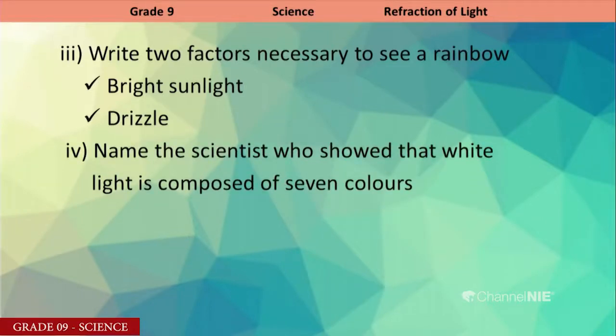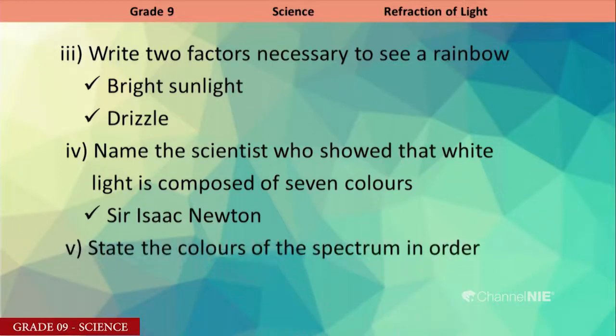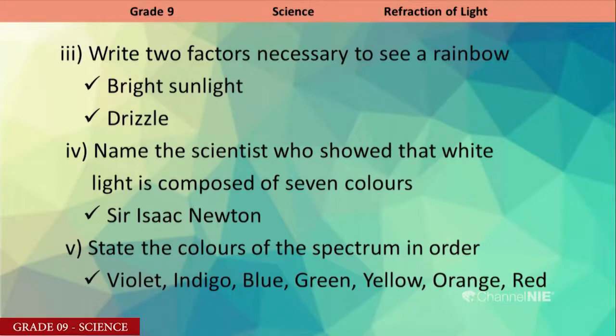Name the scientist who showed that white light is composed of 7 colors. Sir Isaac Newton is the answer. State the colors of the spectrum in order: violet, indigo, blue, green, yellow, orange and red. Remember VIBGYOR?